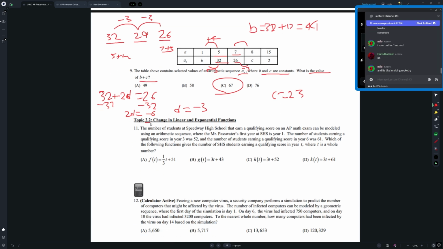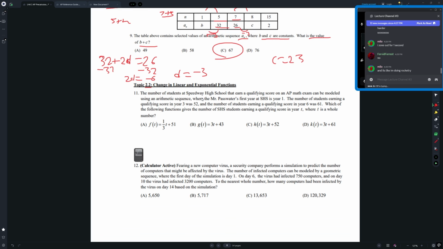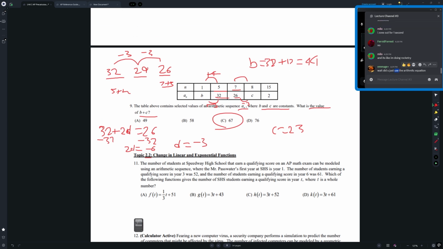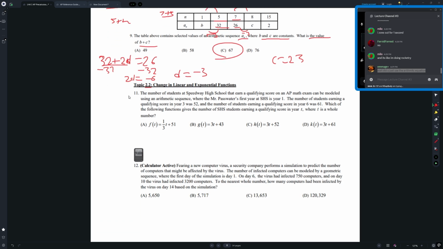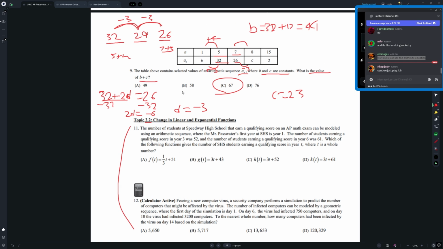Now we're going to move on to 2.2, which is change in linear and exponential functions, which is pretty much the same idea, but now it's in context and paragraph. You could use the arithmetic equation, or I think this way is easier because there's no formulas. You just have to think about how many terms, and then make an equation to find other terms. But try number 11 and 12. Now 12 is a calculator question. You could also plug it in if you figured out the formula from these two terms.